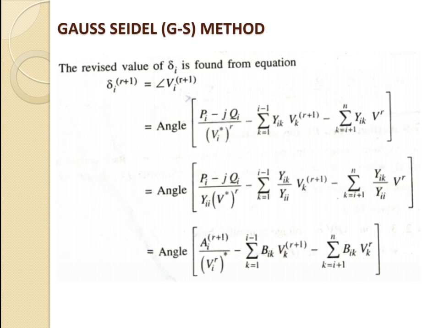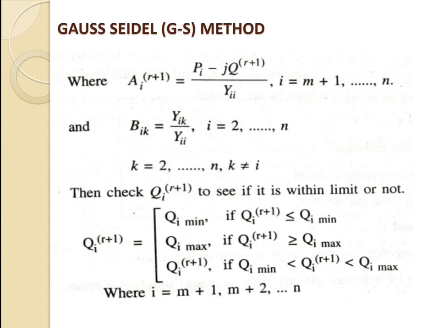First one, that is the ai raised to r plus 1. Second one, that is the bik. So we will assume that it is equal to the angle ai raised to r plus 1, vi raised to r raised to star, minus summation of k is equal to 1 to i minus 1 bik vk raised to r plus 1, minus summation of k is equal to i plus 1 to n bik into vk raised to r, for the rth bus. So we have assumed there are two parameters, ai and bik. What do ai and bik stand for?